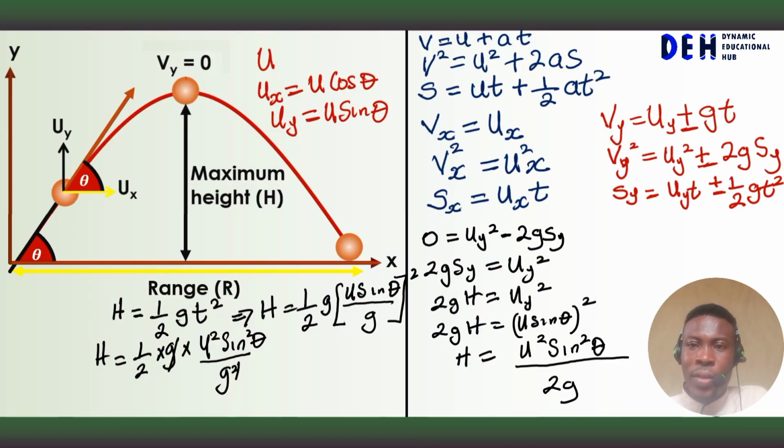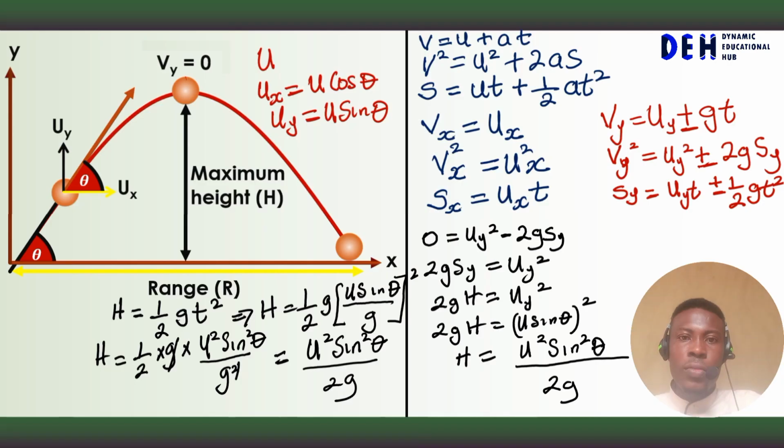Now 1 G here, we cancel out of here. So finally, what will this expression be? Our H is equal to what? U square sine square theta over 2G. You see that we still get the same answer. This is how to find the maximum height. You can use this approach, or you can use this approach. We see that we still get the same answer.